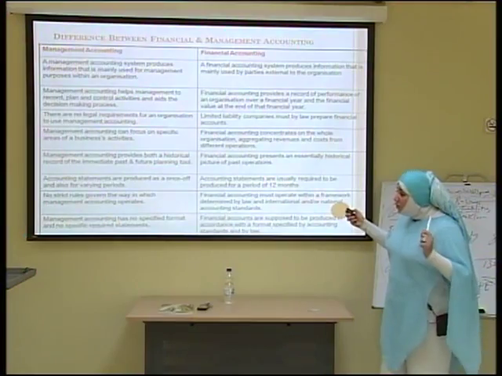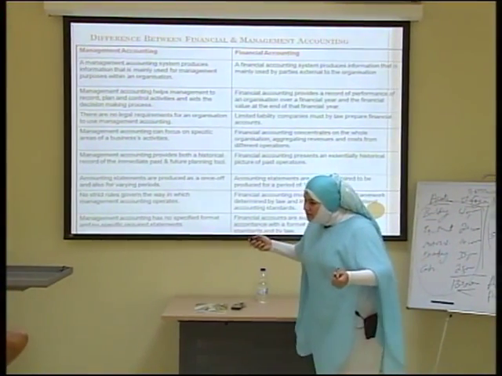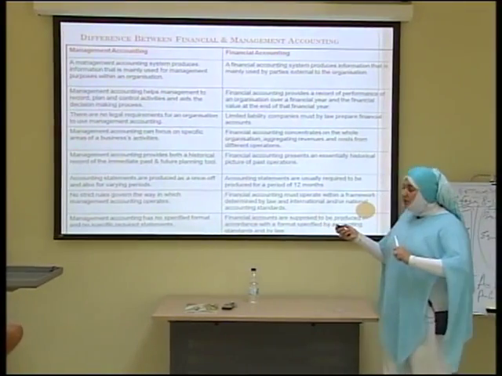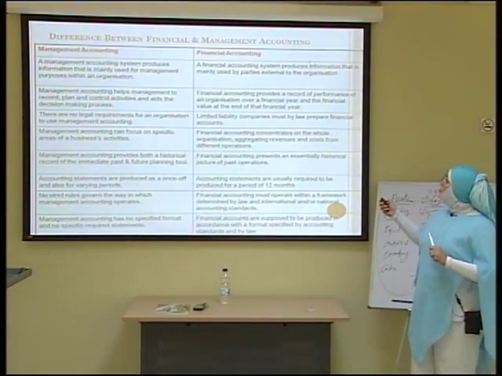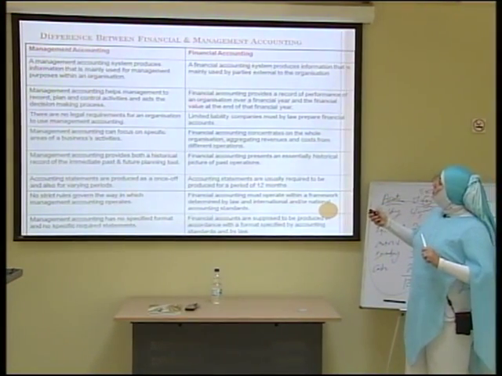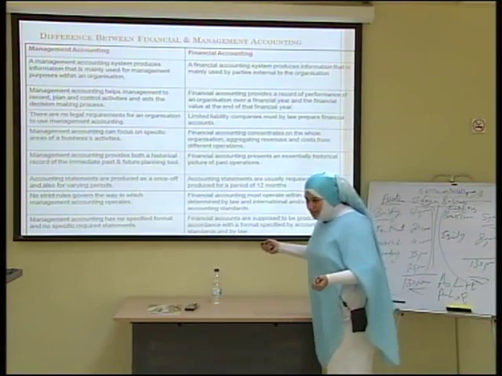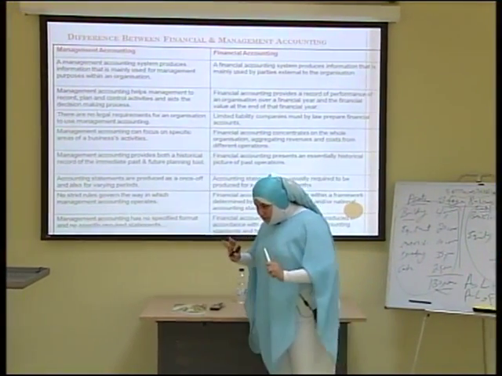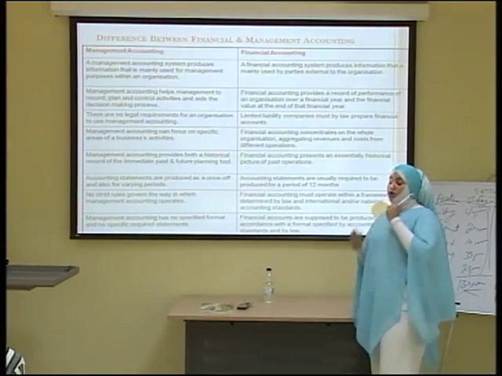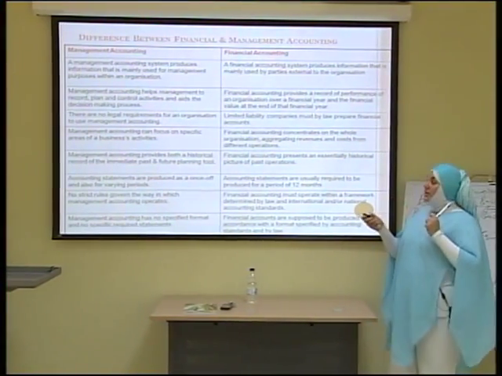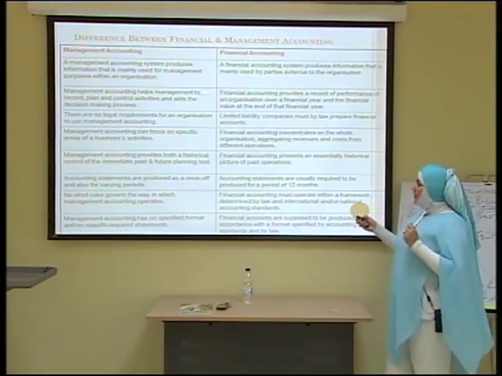Management accounting is only for management purposes, to enable management to make decisions, like the pricing decision. What about financial accounting? A financial accounting system produces information that is mainly used by parties external to the organization, different stakeholders. Clear? All right, this is the first difference: the use. For internal use or for external use? Here, internal use by management. And here, external use.